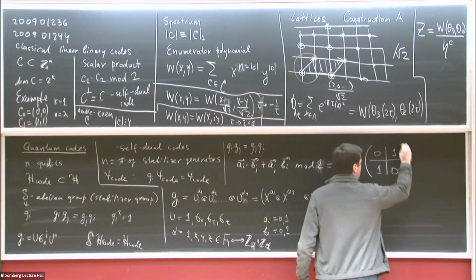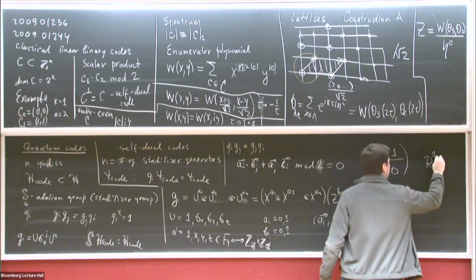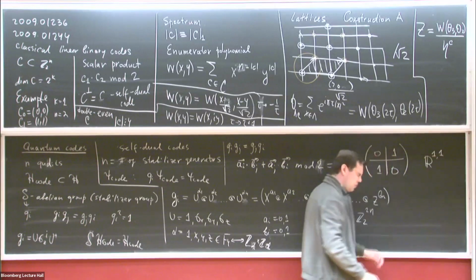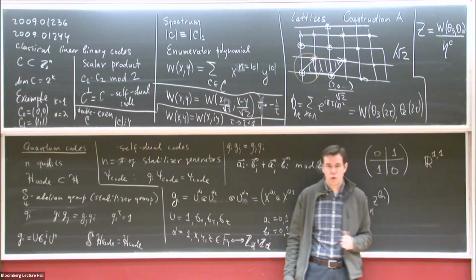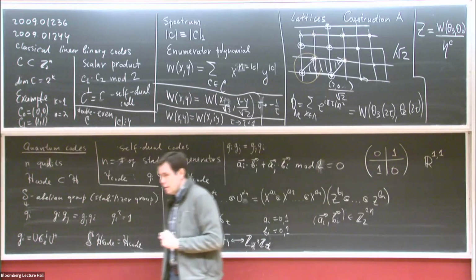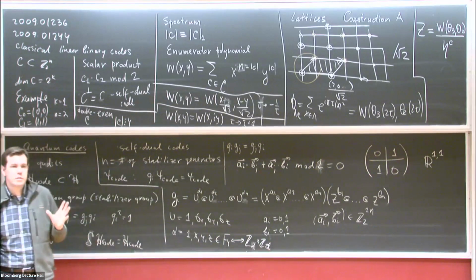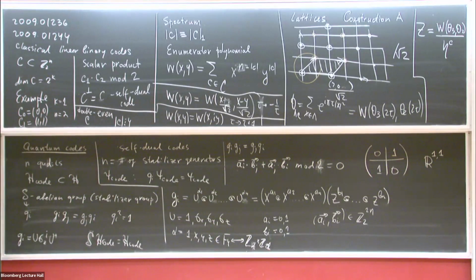And this is exactly the scalar product in the Euclidean space, in the Lorentzian space with the signature 1,1. Okay, so this is a special case for binary codes. Any questions about this?